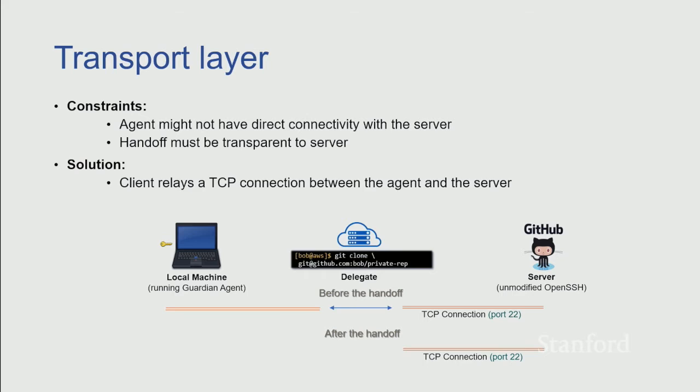To address both of these concerns, the delegate acts as a relay on the transport layer between the local machine and the server. And then after the handoff, it can reuse the same TCP connection to talk to the server directly. So this achieves both benefits. This relay allows the local machine to have connectivity with the server, and also from the server's point of view, throughout the entire connection, it talks over the same connection, and it looks transparent to it.